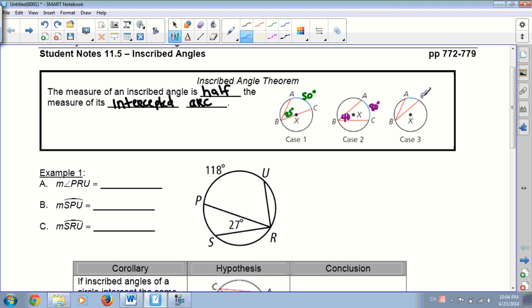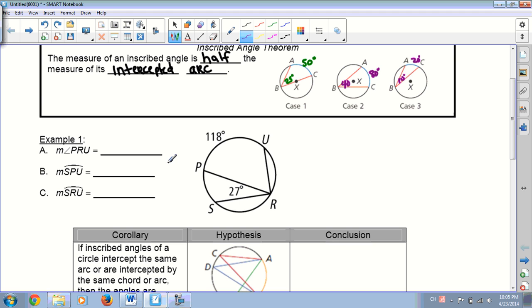And if I said here that this arc was 20 degrees, that would make the angle half of the arc, which would be 10 degrees. Okay, so let's go ahead and apply this to example number 1. We're looking for the measure of angle PRU. Okay, so this is the angle that we're looking for.